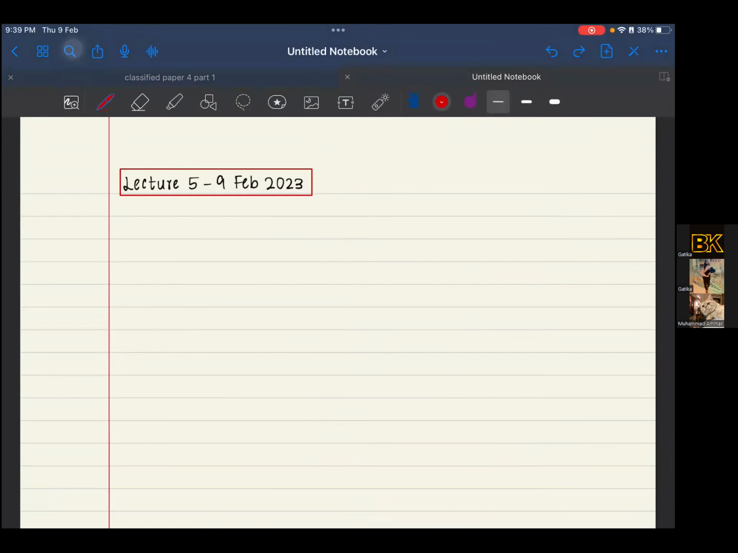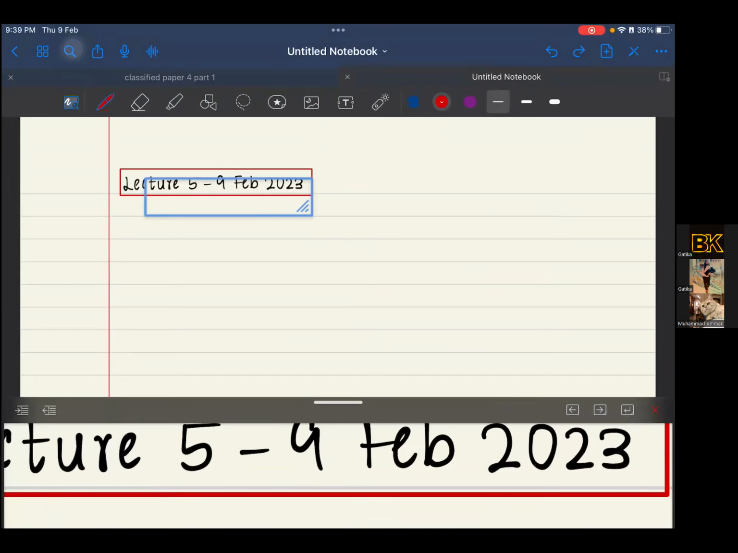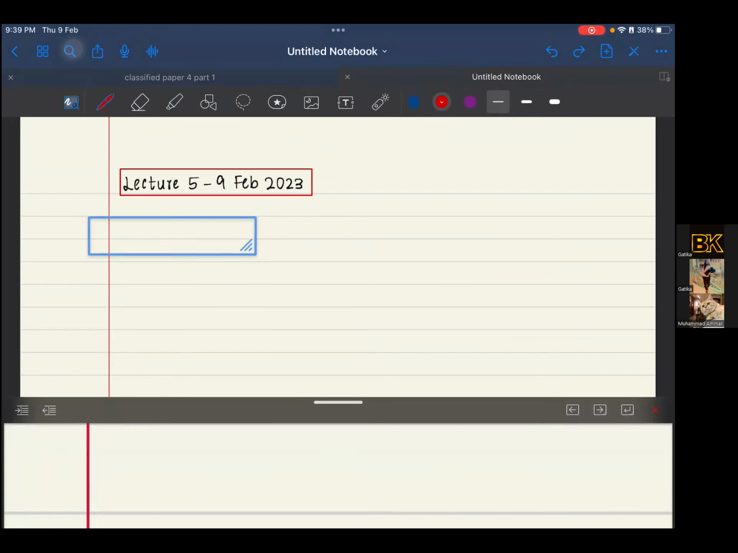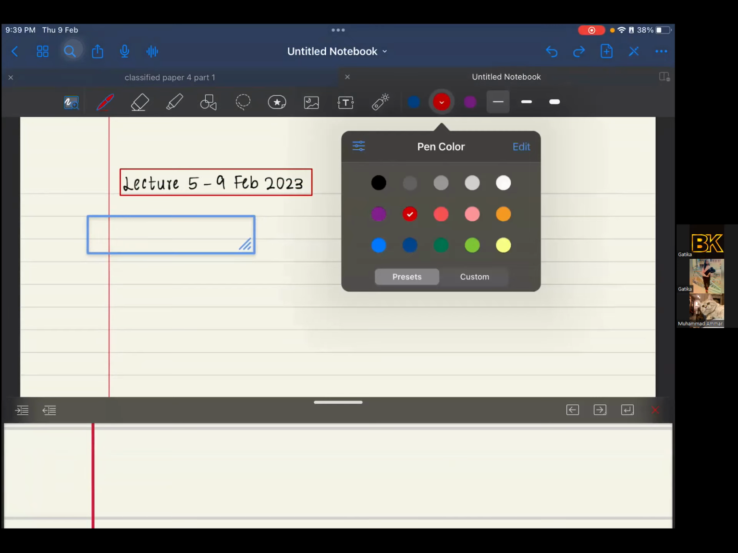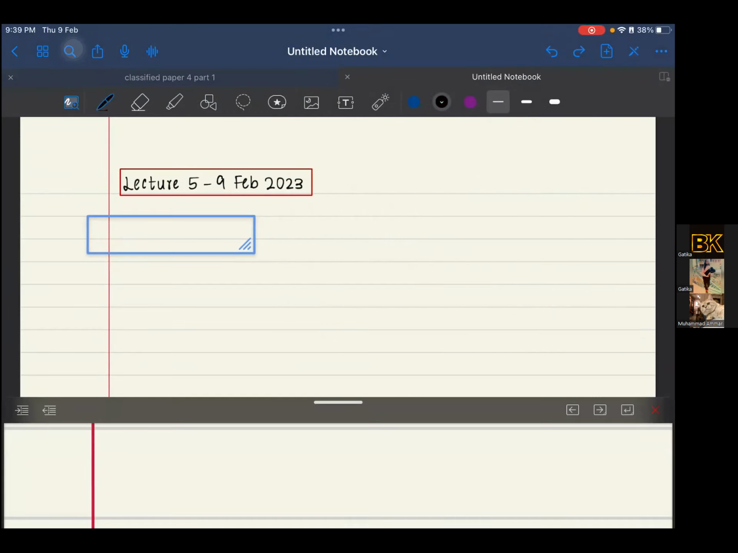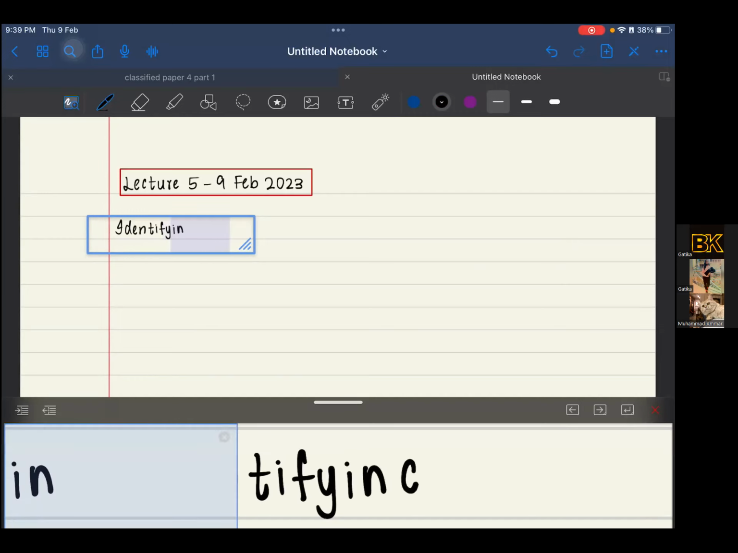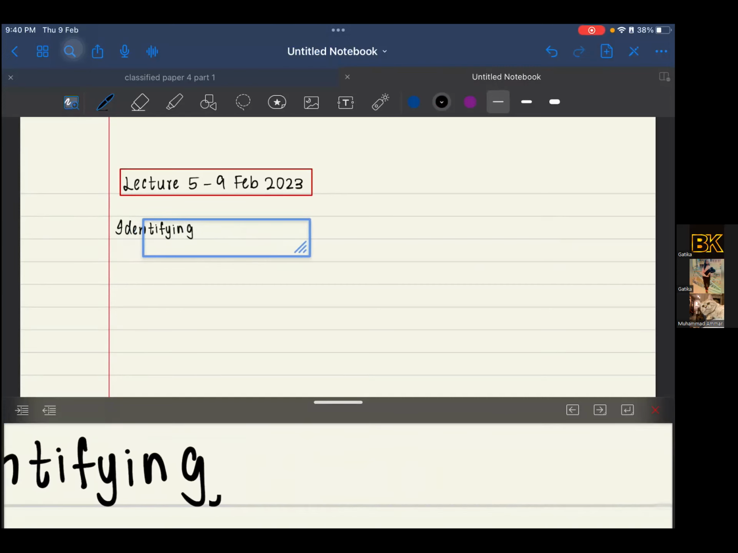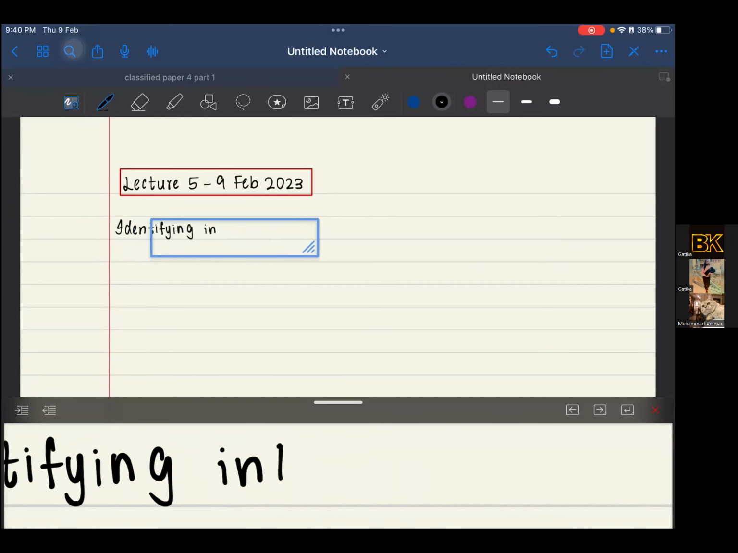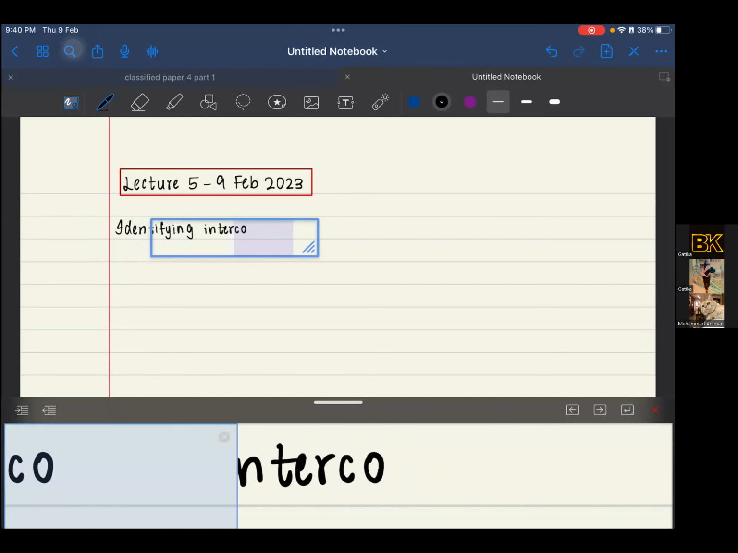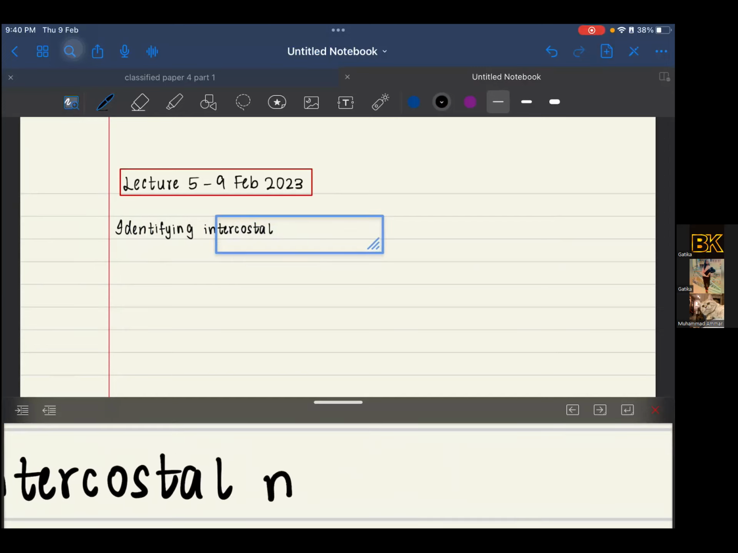First thing. Today, the first thing we're going to look at is identifying intercostal muscles.